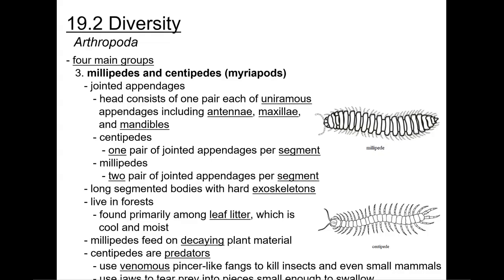The millipedes are going to feed on decaying plant material, and centipedes are going to be predators. There's actually a house centipede that you can find that actively searches out spiders. So if you see these around your house, there is a good possibility that you have spiders. They use venomous pincher-like things to kill insects and even small mammals. They use jaws to tear their prey into pieces that are small enough for them to be able to swallow.